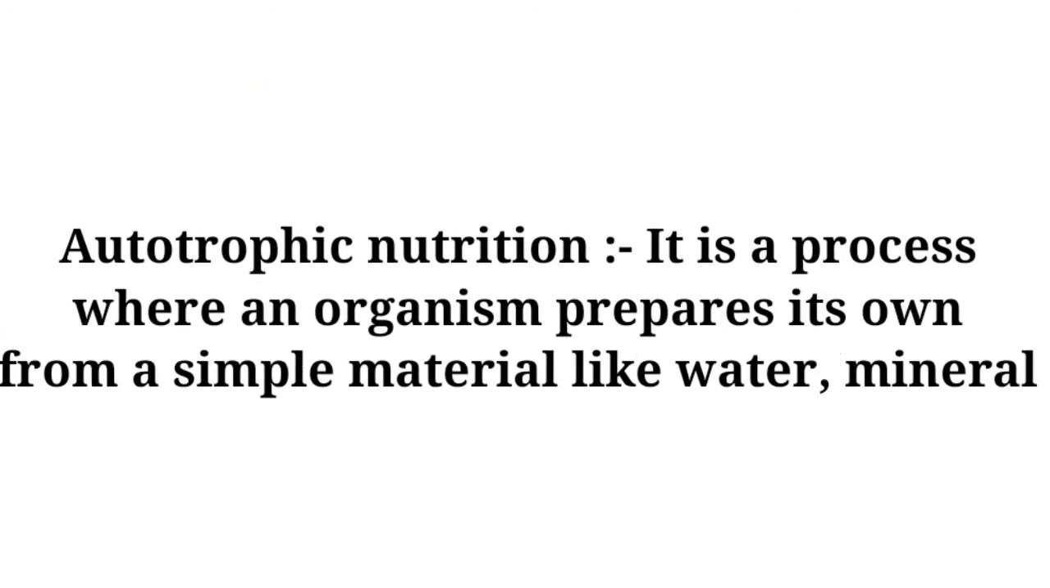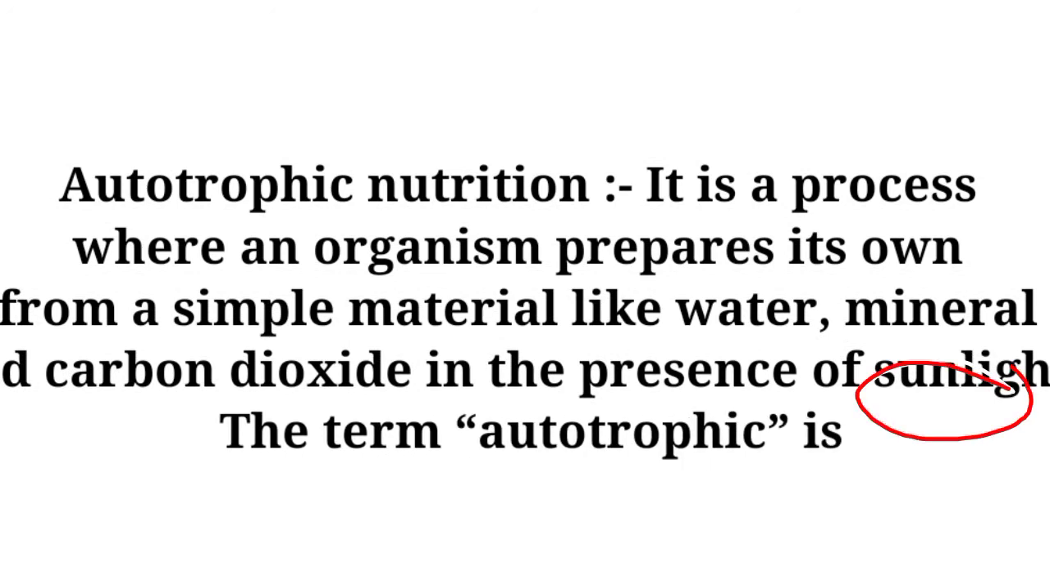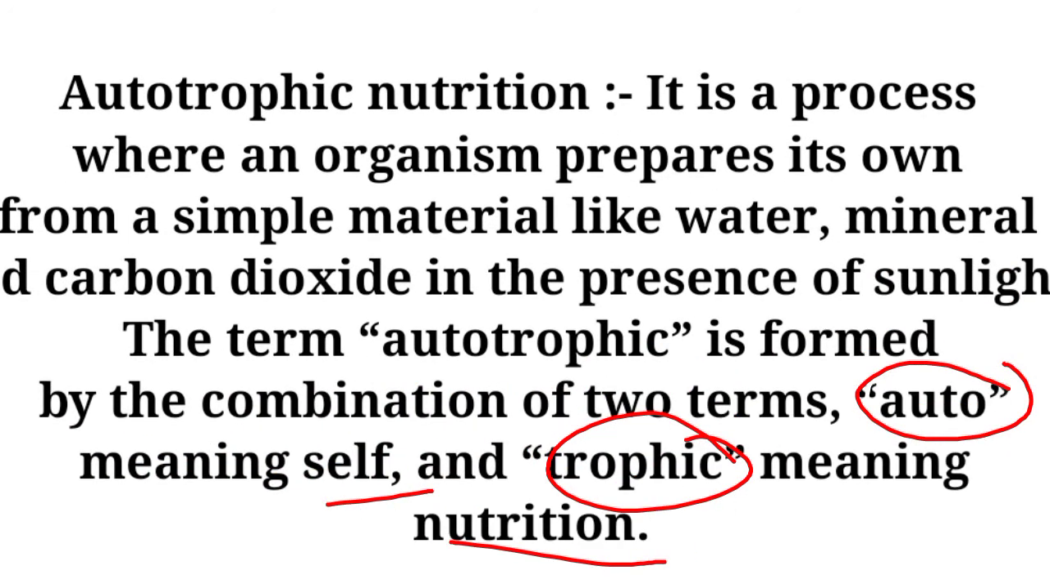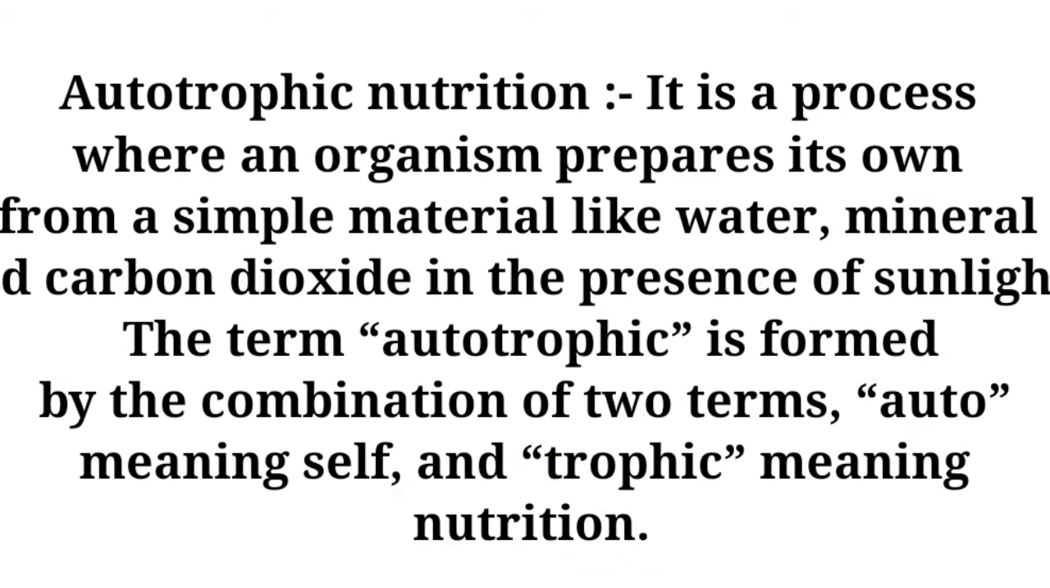Autotrophic nutrition: the word auto means self, and trophe means nourishment. Here, organisms which make their own food by using simple components are known as autotrophs. Example, plants. Plants prepare their own food by using simple components available in nature. They do not depend on any other organisms for their food and nutrition.